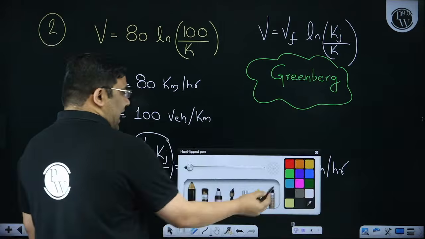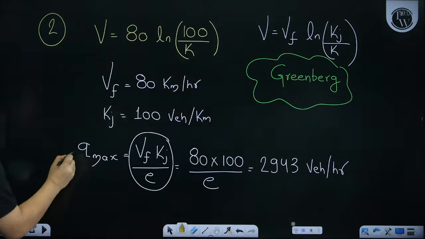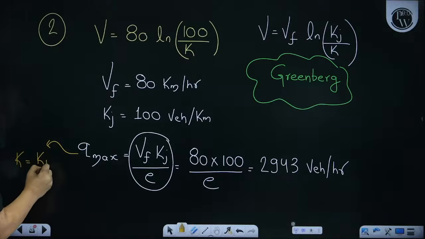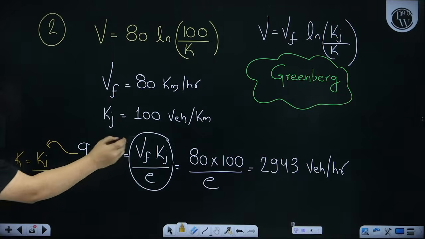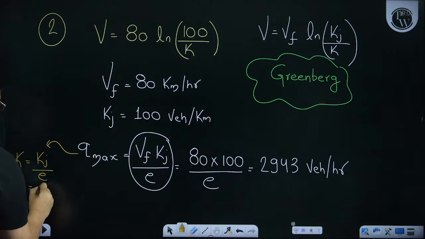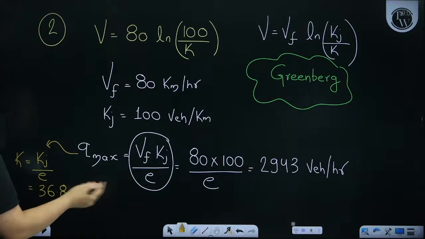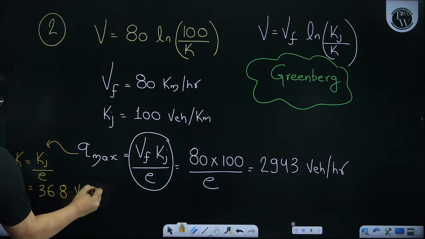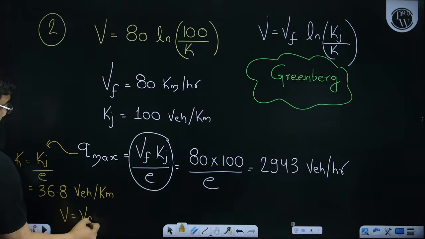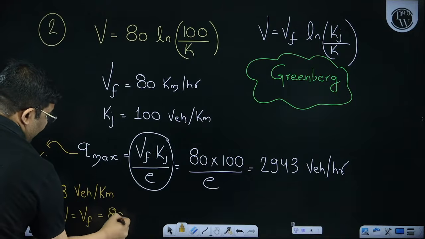Now suppose they ask for the density at maximum flow. The density is Kj by e. Kj is 100, so 100 divided by e gives approximately 36.788 vehicles per kilometer. So at maximum flow, the density is Kj by e and the speed is equal to Vf, which is 80 km per hour.